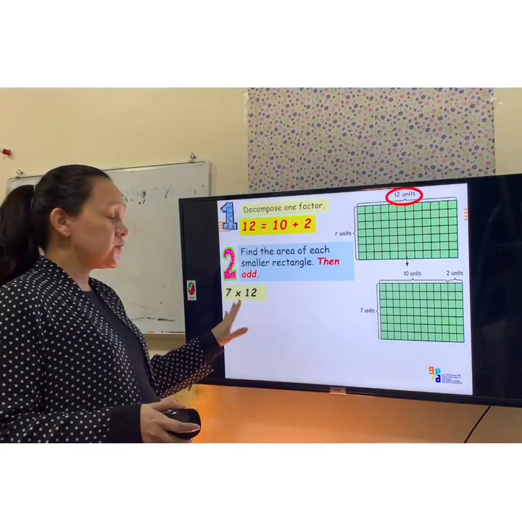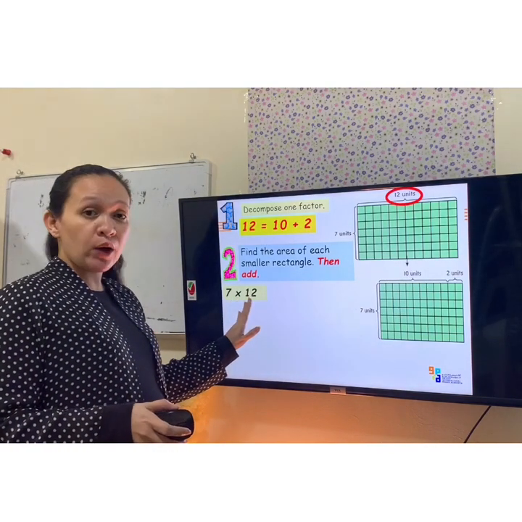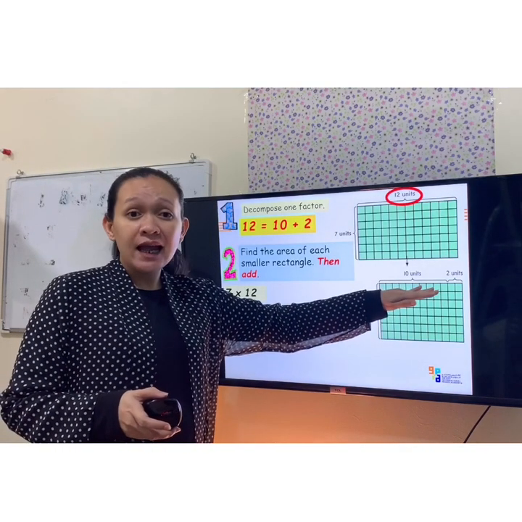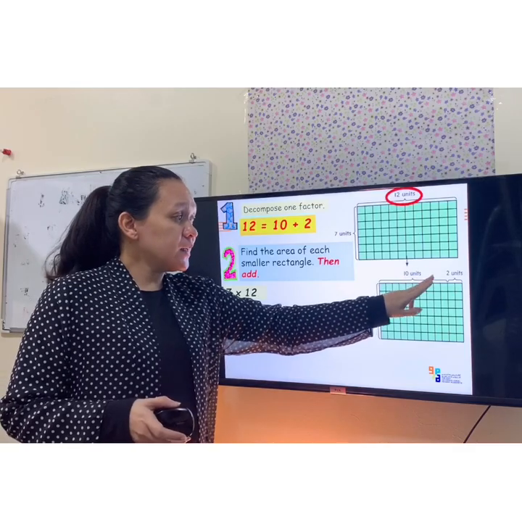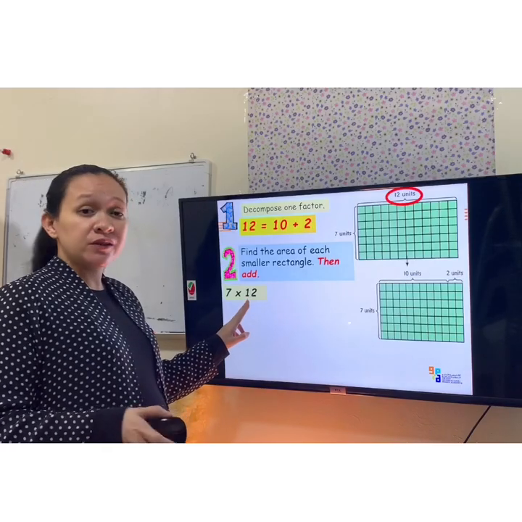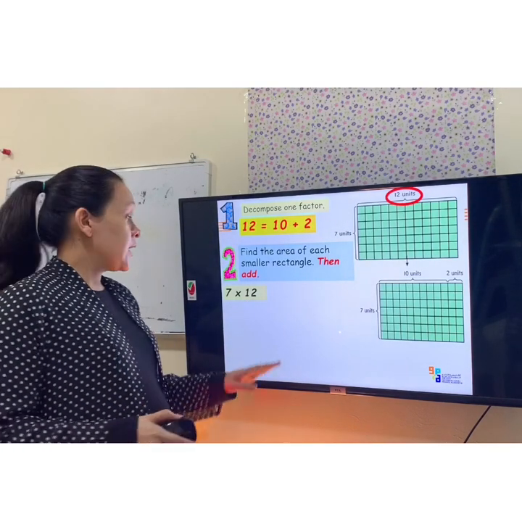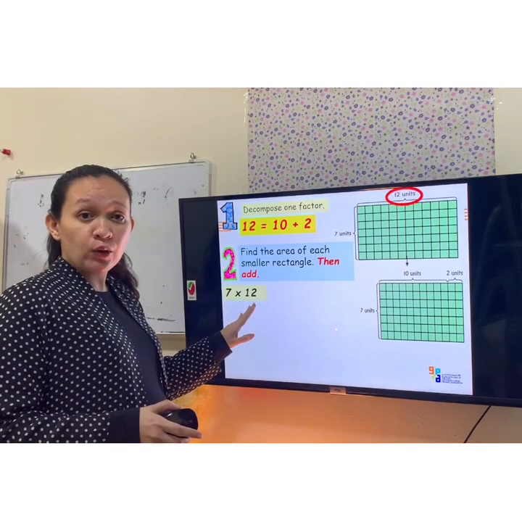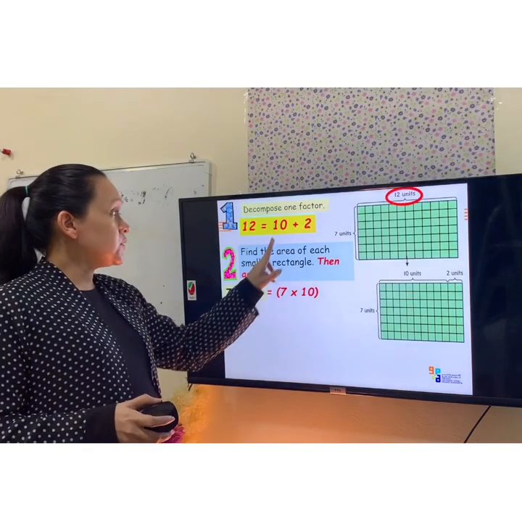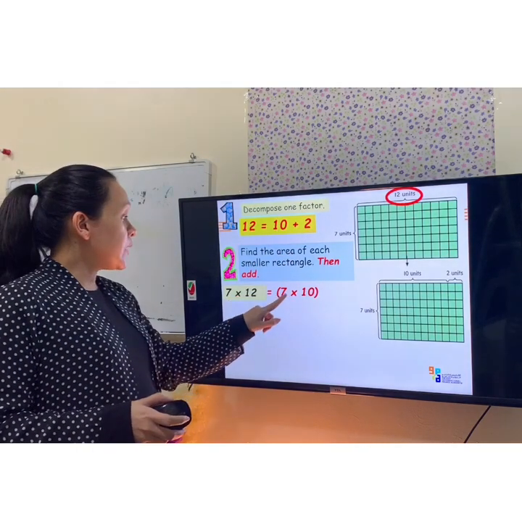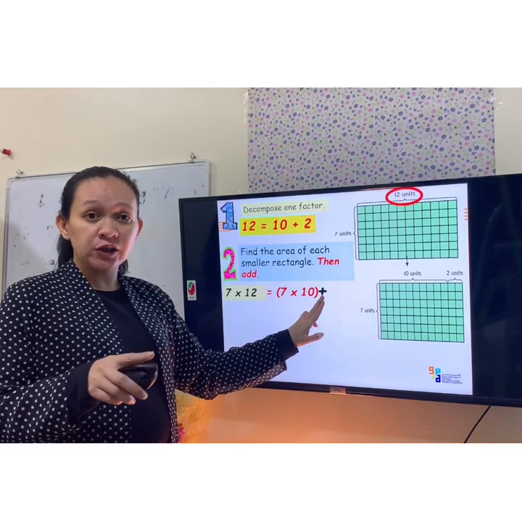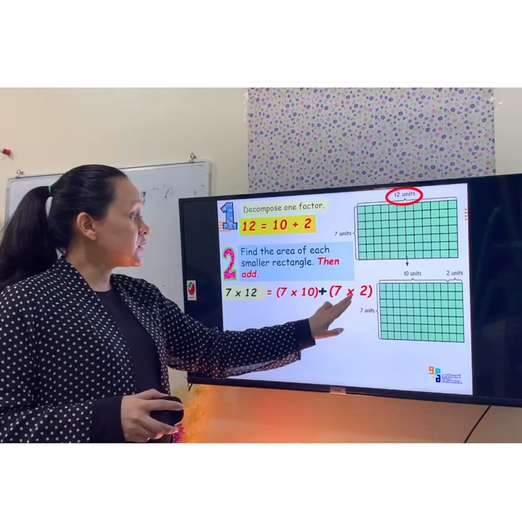I have here these numbers. 7 multiplied by 12. 7 is our width, and 12 is our length. So we added 10 and 2. That's why we have 12. Now, since 12 is the biggest number, it's so hard to get the answer 7 multiplied by 12. That is the reason why we decompose 12. Now, we are going to use these 2 numbers here. So 7 multiplied by 10 from here. And then we are going to put here the addition sign. And then here, 7 multiplied by 2.